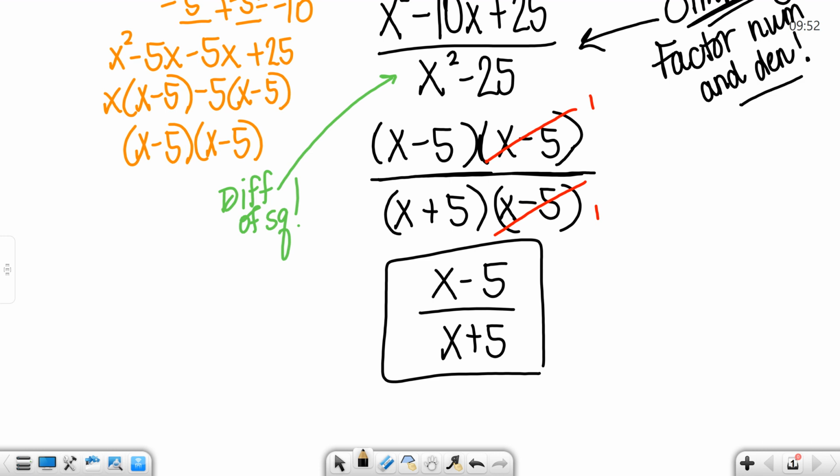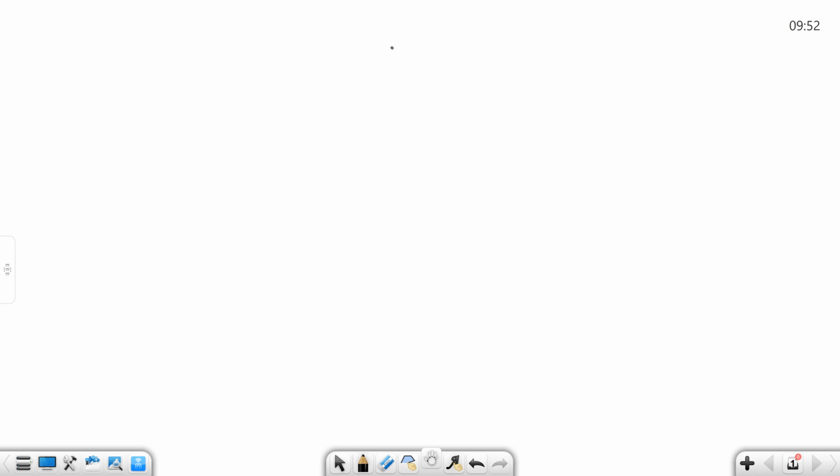So our factoring that we learned in chapter 6, we absolutely cannot do these without factoring. Okay, let's try another.